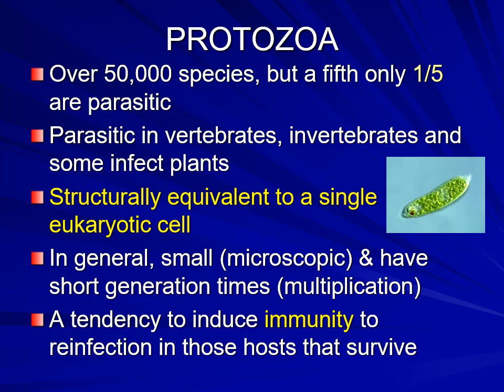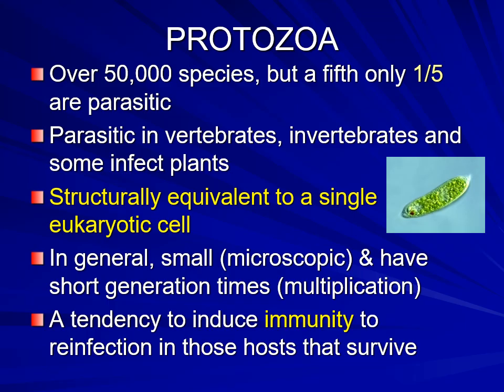Like you see in the middle of this slide, they are structurally equivalent to a single eukaryotic cell. So they are unicellular organisms, and that cell of the protozoan parasite is a eukaryotic cell, which means that it has all the cellular characteristic organelles inside, especially the presence of the nucleus, the mitochondrion, Golgi apparatus, and other components of the cell. This is in comparison to prokaryotic cells, which are the bacterial cells, where they don't have a nucleus, rather the genetic material is floating within the cytoplasm.